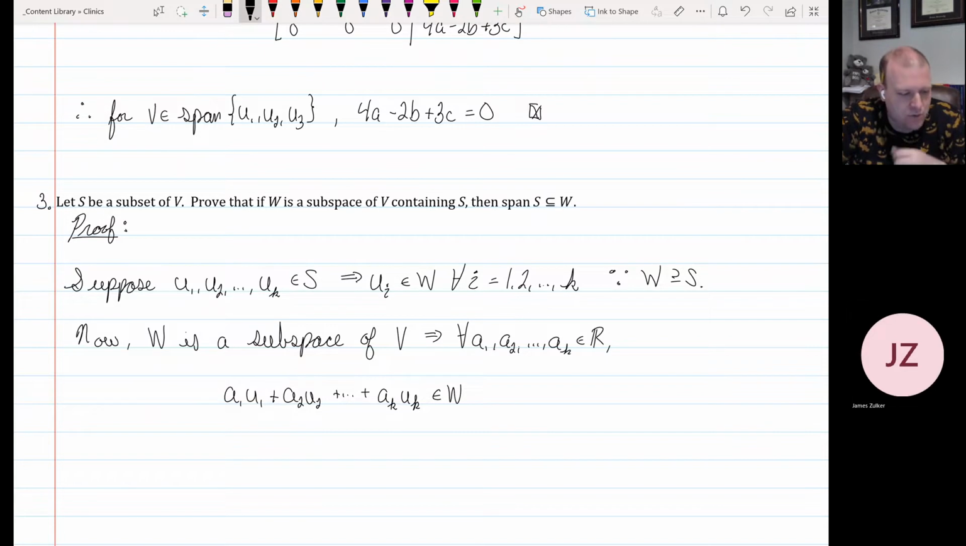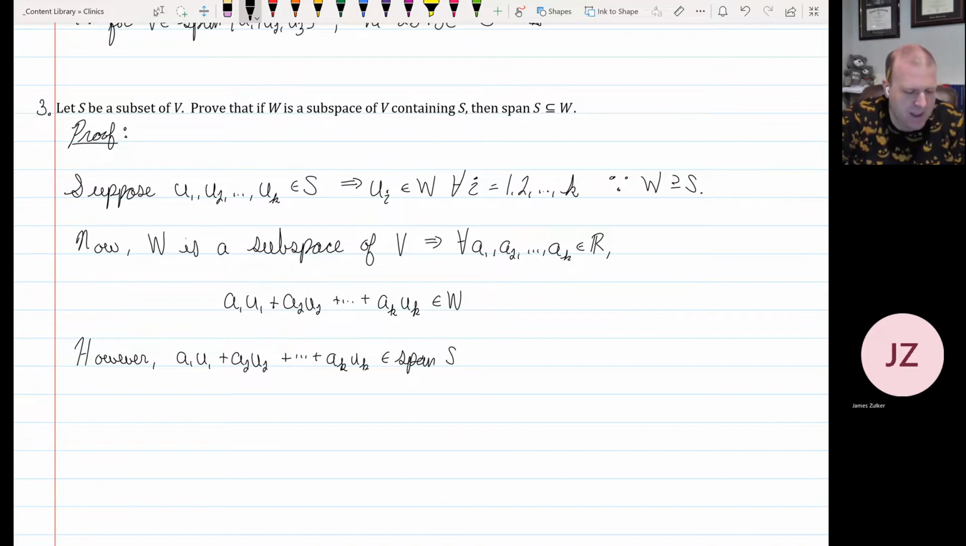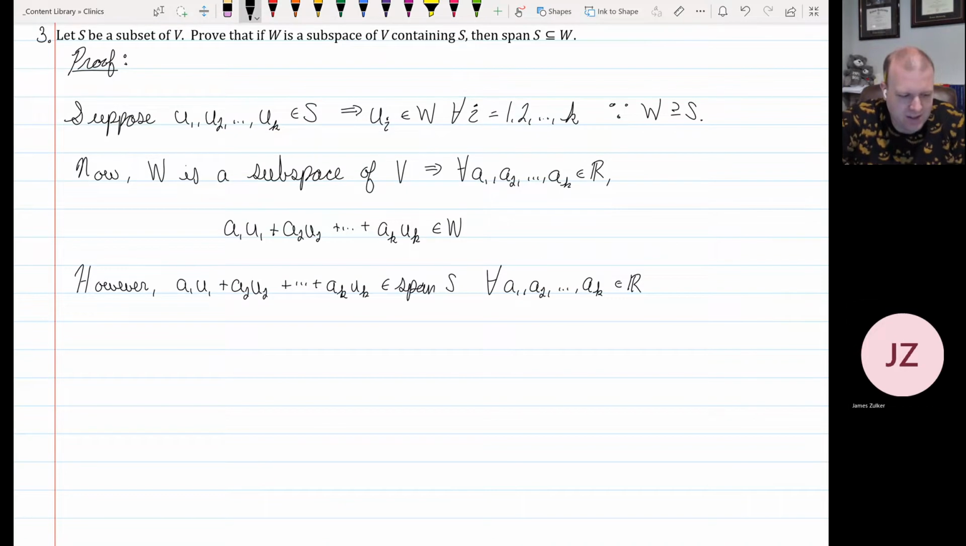Because W is a subspace, meaning it is closed under addition and multiplication. However, any linear combination of these U's, right, by definition has to be in the span of S. And again, this is true for all constants A1 through AK, right? That is the definition of the span. So all the linear combinations are in W.